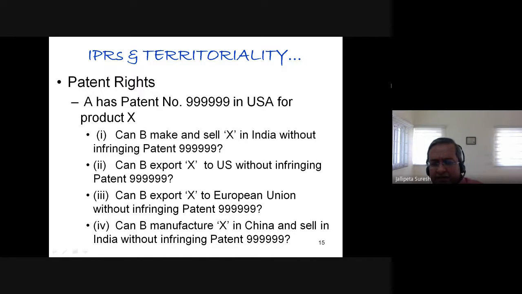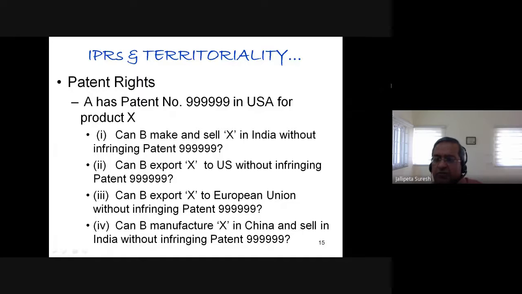Similarly, we have a third question. Can B export, since X has that patent only in the United States? So why can't I sell it in Europe? Well, you can jolly well do that as long as a corresponding patent does not exist in the European Union.